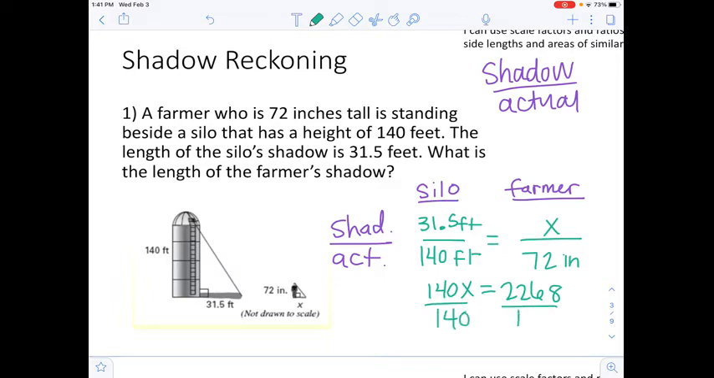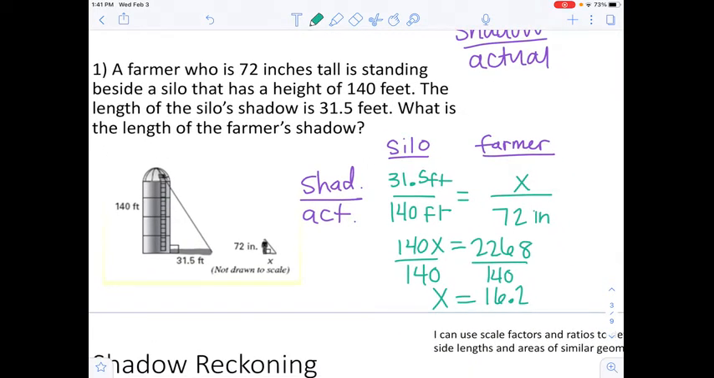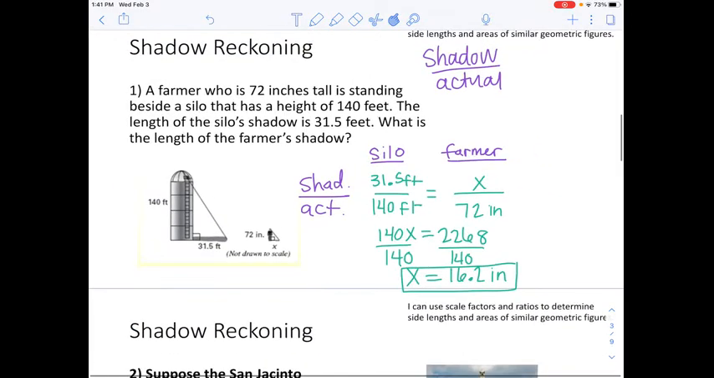I'm going to divide both sides by 140. And it leaves us with x equals 16.2. Since I know that the farmer's height was measured in inches, I know that the shadow is also going to be in inches. So 16.2 inches is the length of the shadow. Double check, does that make sense? The actual height of the silo was a lot taller than the shadow. The actual farmer's height was a lot taller than the shadow. So yep, that makes sense, right? That's proportional.